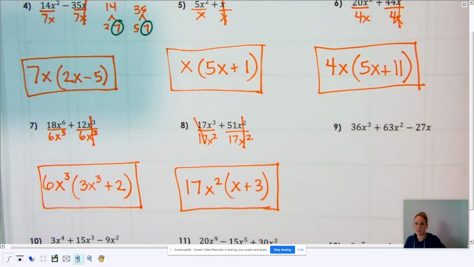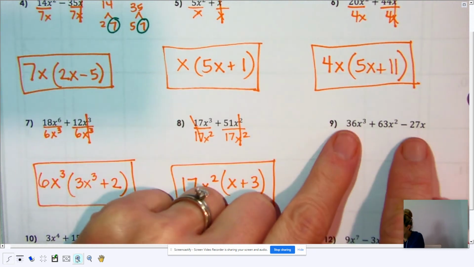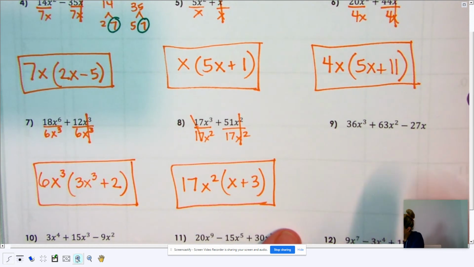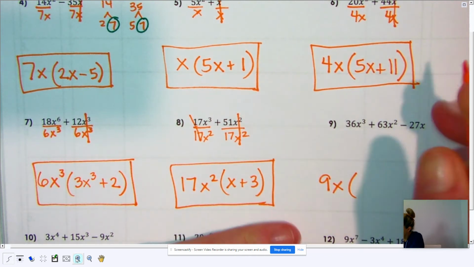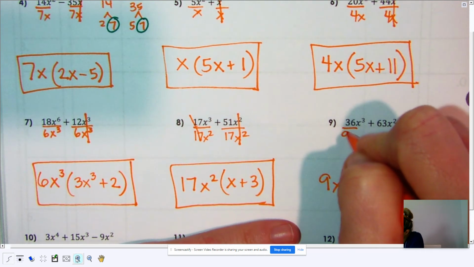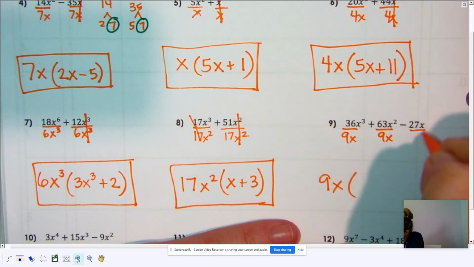Sometimes the difference is too big and that doesn't work, but that's a good place to start: find the 2 that are closest and subtract them. So 9 can go into those, and x can go into each of those. And so I'm going to divide each of those by 9x.